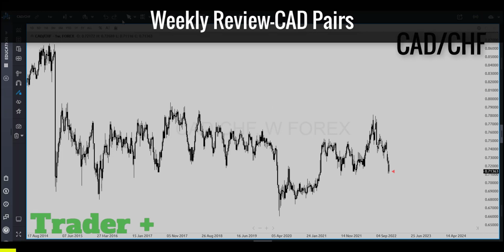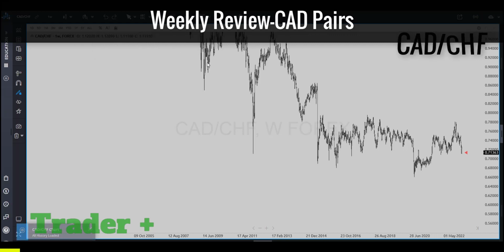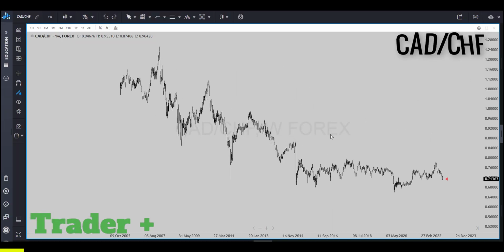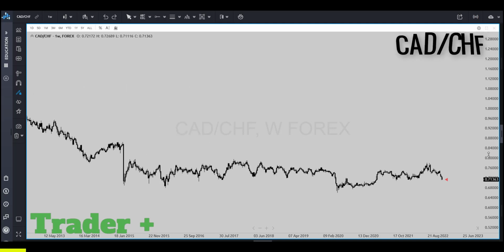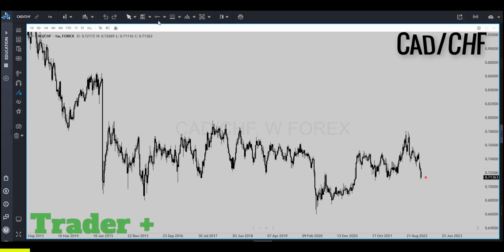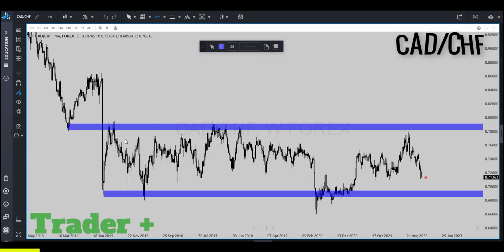Based on CAD Swiss franc, this is the weekly chart. I could see that this market was falling, making lower lows and lower highs, but most recently we have been making some sideways movement. To identify that sideways movement, we have this area that was support, resistance on this side. The market just came shy of it, and if I come down to these lows, I could see that the market has been bouncing between this range.